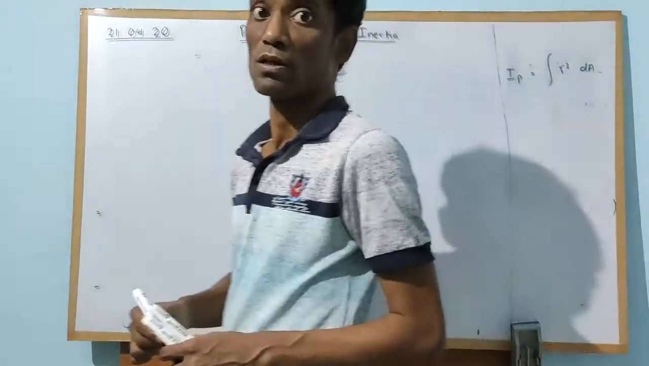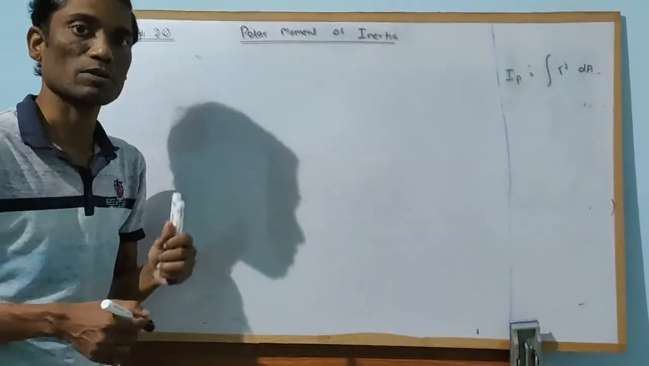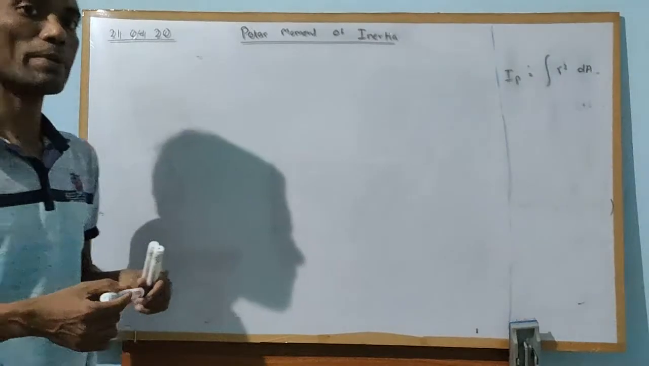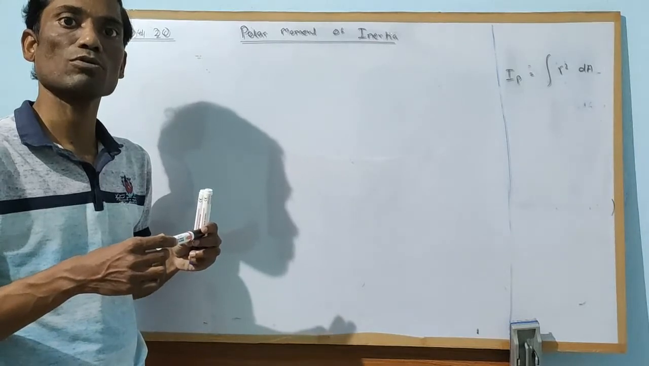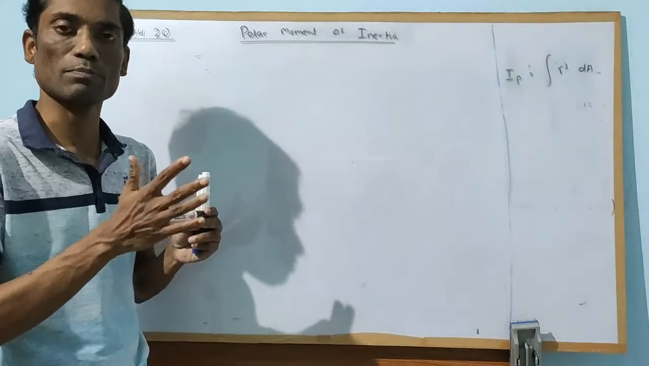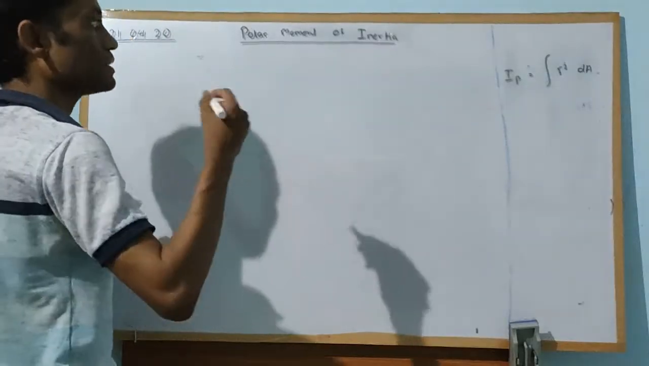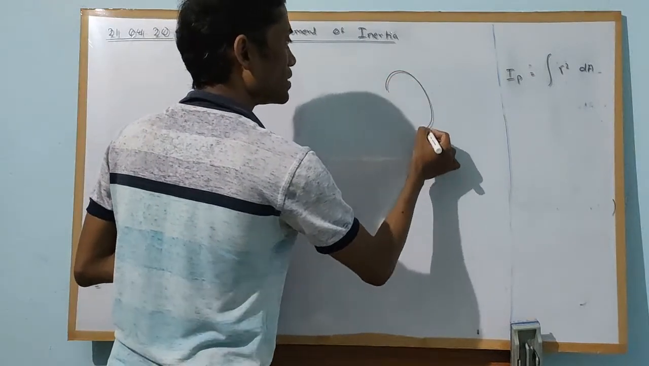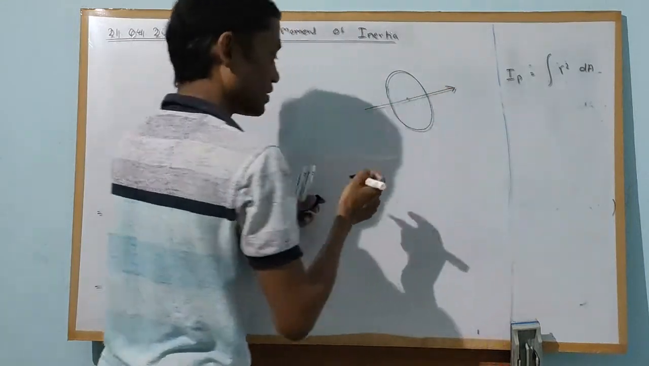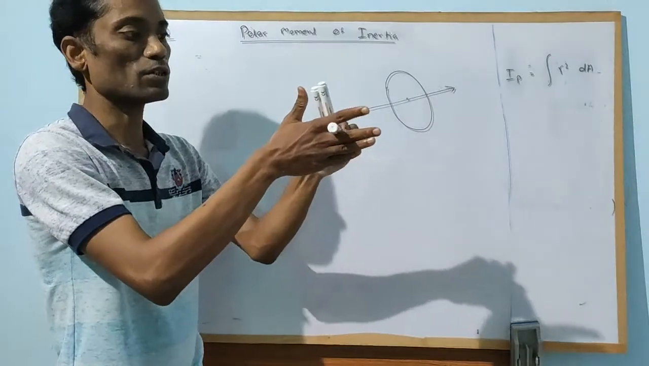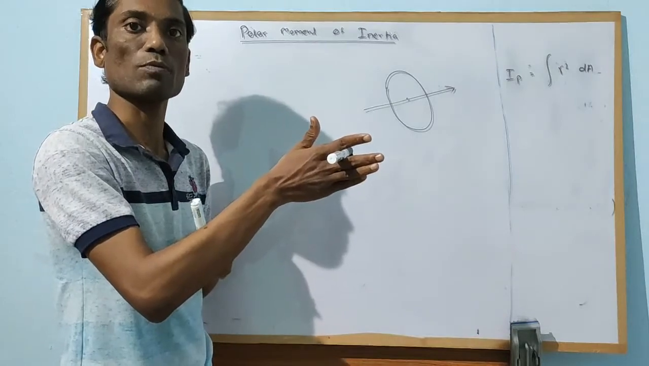So, the second lecture of the moment of inertia is the polar moment of inertia. Polar moment of inertia is the moment of inertia possessed by a body when it rotates about an axis which is perpendicular to the plane of the body. For example, let's say one disk or one area is there. When it rotates about its perpendicular axis, the axis is this one. When we calculate the moment of inertia about this perpendicular axis, then it is called the polar moment of inertia.